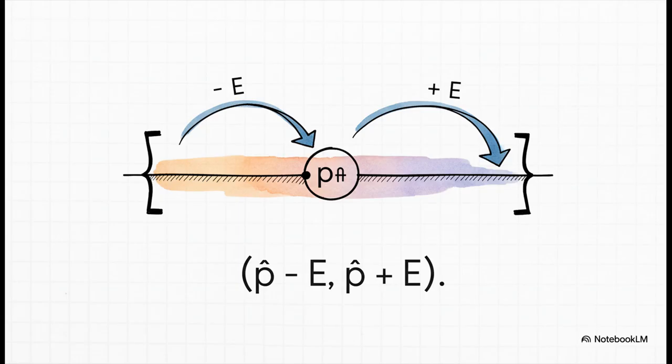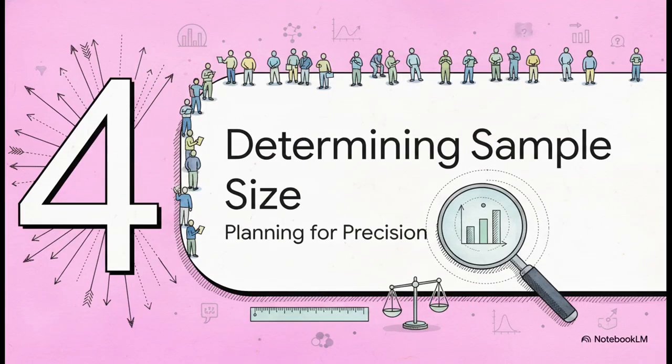You literally just take your point estimate, p-hat, and you subtract the margin of error to get the low end, and you add it to get the high end. That's the whole shebang. Okay, so everything we've talked about so far is for when you already have the data.